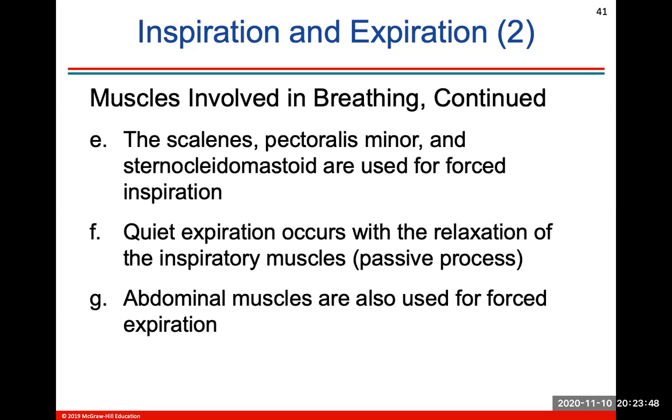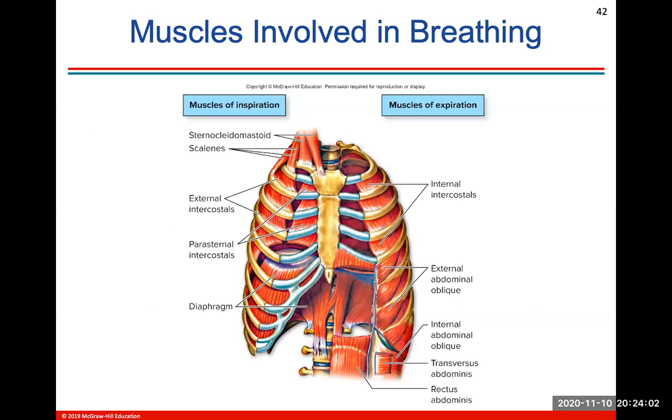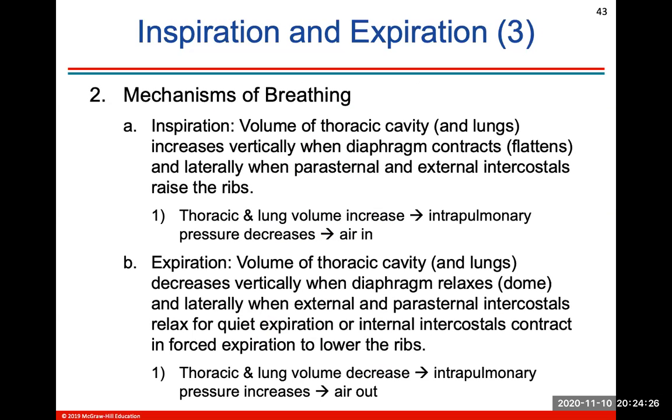There are more muscles involved with breathing. There's quiet expiration, which occurs with the relaxation of the inspiratory muscles. This is a passive process. Abdominal muscles can also be used for forced expiration or forced exhaling. There are lots of muscles that surround the thorax, and you can see them all listed here, and they each have a specific function, whether they help with inspiration or not. You should know these. On the left are the muscles that help with inspiration, and the muscles on the right help with exhaling or expiration. So this takes you through the mechanisms of breathing, inspiration and expiration.